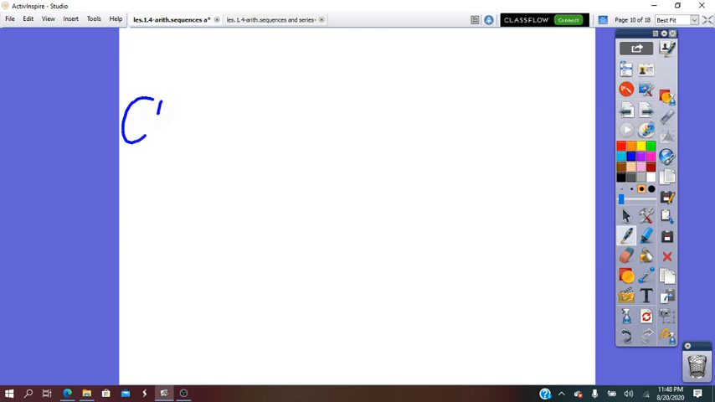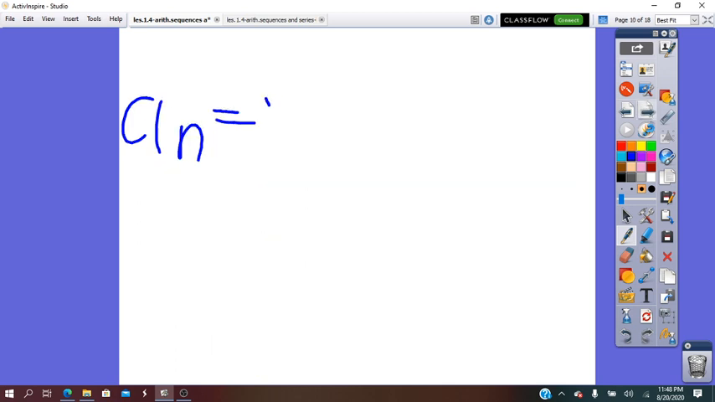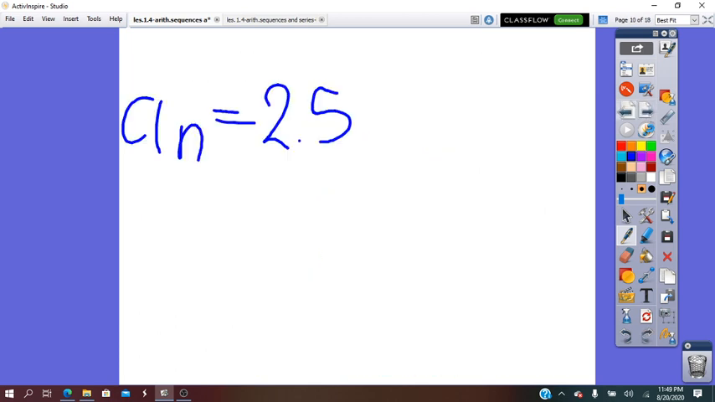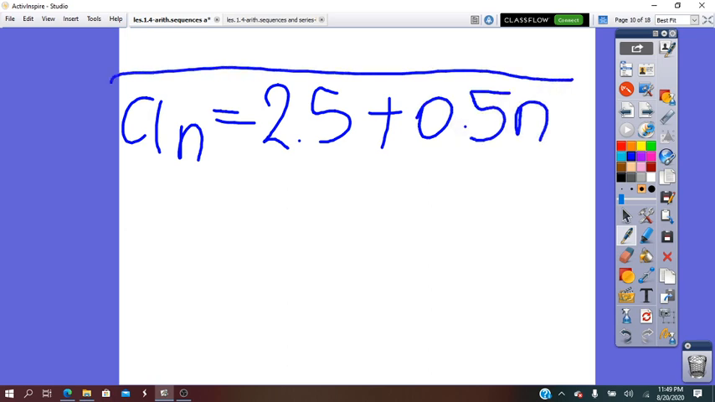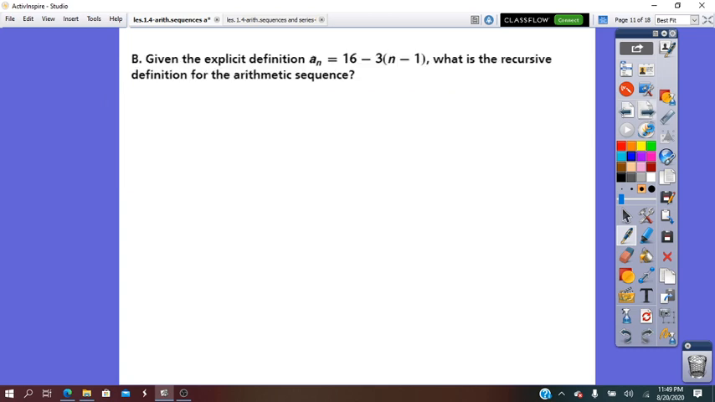We can write that an equals 3. We will combine the like terms. 3 minus 0.5 will be 2.5, plus 0.5n. This represents the explicit rule, where n represents the place of the term in the sequence.